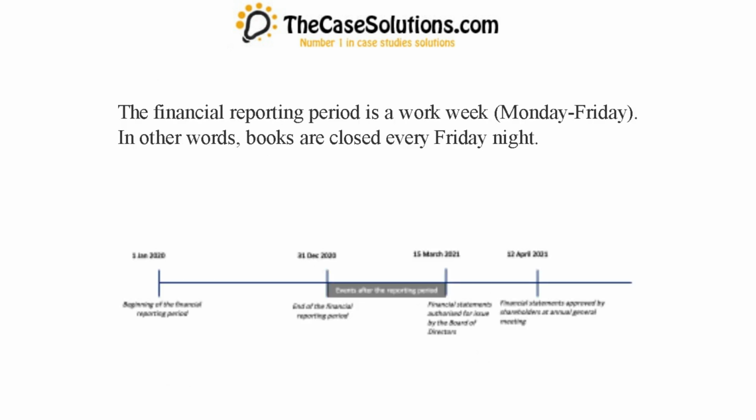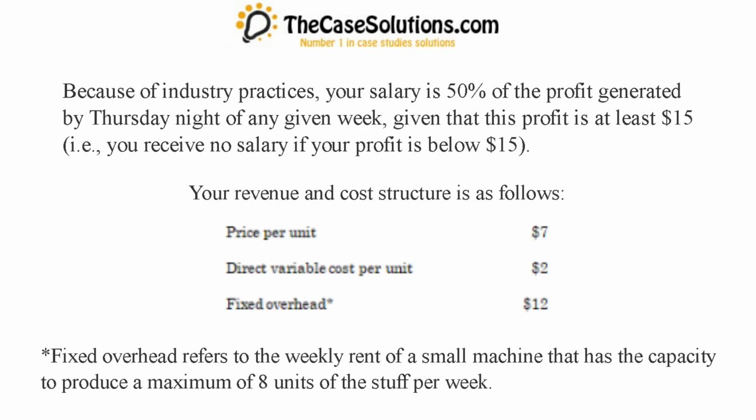The financial reporting period is a work week, Monday through Friday. In other words, books are closed every Friday night. Because of industry practices, your salary is 50% of the profit generated by Thursday night of any given week, given that this profit is at least $15, i.e., you receive no salary if your profit is below $15.